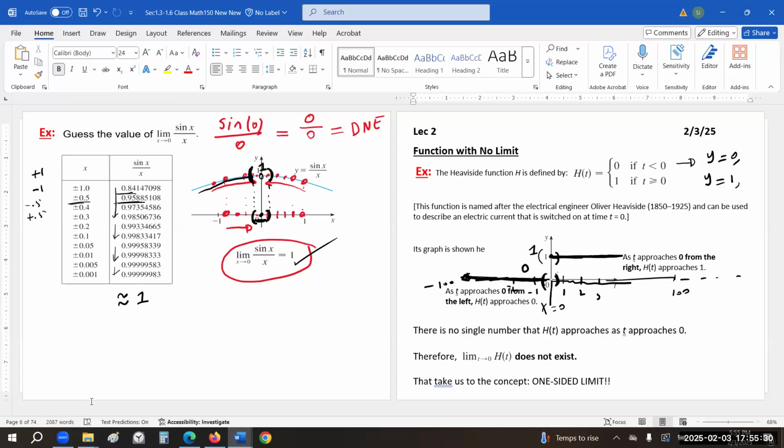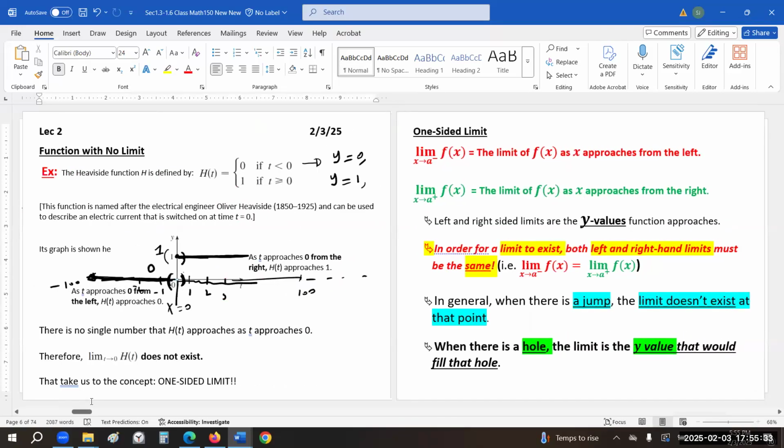This concept takes us to the one-sided limit. Even though the limit may not exist at a particular point, the one-sided limit always exists for every point in the function. It may not be a number, it may be infinity or negative infinity, or could be a number, but the one-sided limit always exists. Okay, so what does one-sided limit mean? One-sided limit means you're looking at your y values from only one side.